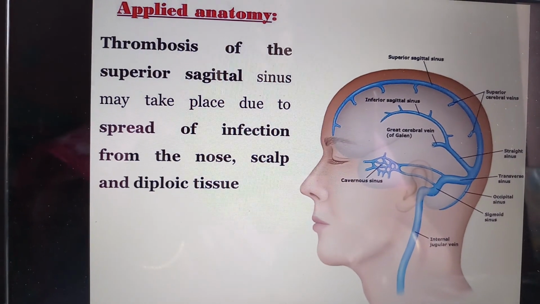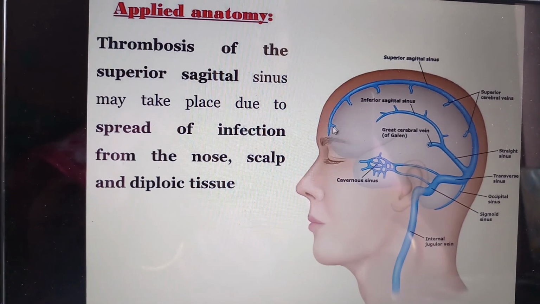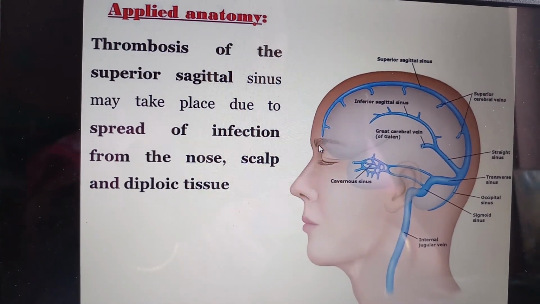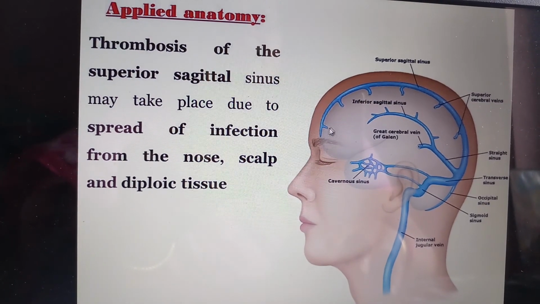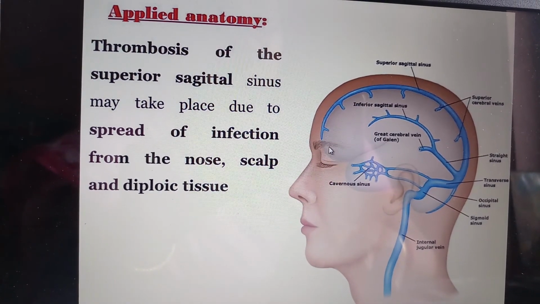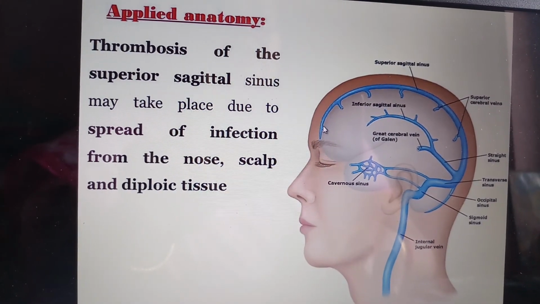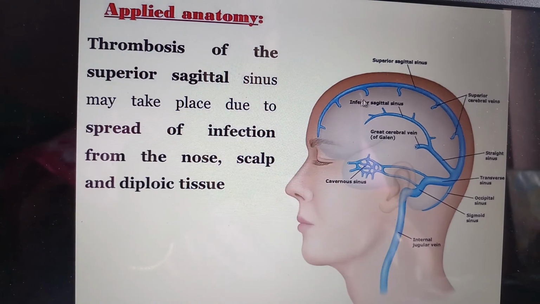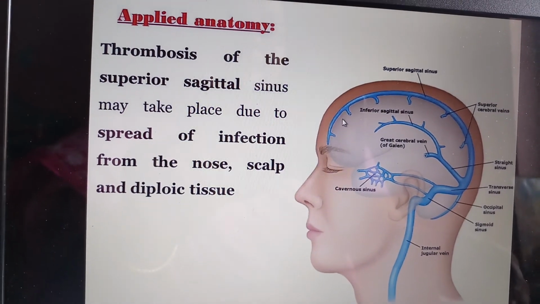The importance is that it can get infected. As I have already said, it communicates with veins of the scalp, with the veins of the nose, and also with the diploic tissue. So if any infection arises from the nose, scalp, or the diploic tissue, then it may cause superior sagittal sinus thrombosis.